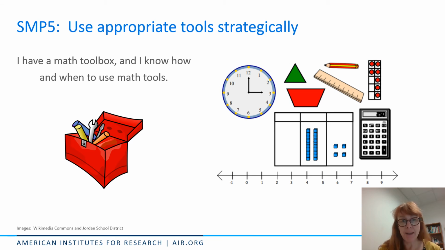Practice Standard 5 is use appropriate tools strategically. I have a math toolbox, and I know how and when to use math tools. I know the helpfulness or limitation of tools, and I can reason if the tool I used gave me an answer that made sense. In addition to some of the physical tools that you see here on the slide, I might also use mathematical tools, such as estimation or a particular strategy or algorithm.